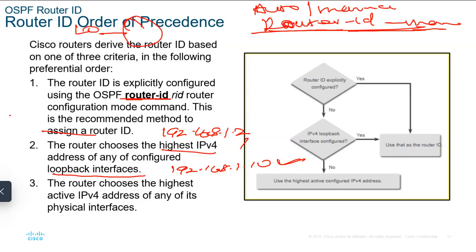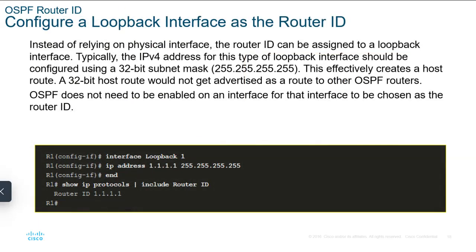In case these two are not available, then the router, of course, has to be assigned a normal IP address. So the router chooses the highest active IPv4 address of any of its physical interfaces. So configure a loopback interface as the router ID. Of course, you don't need to do anything special. All you need is to be in global configuration mode, and then you call interface loopback 1.